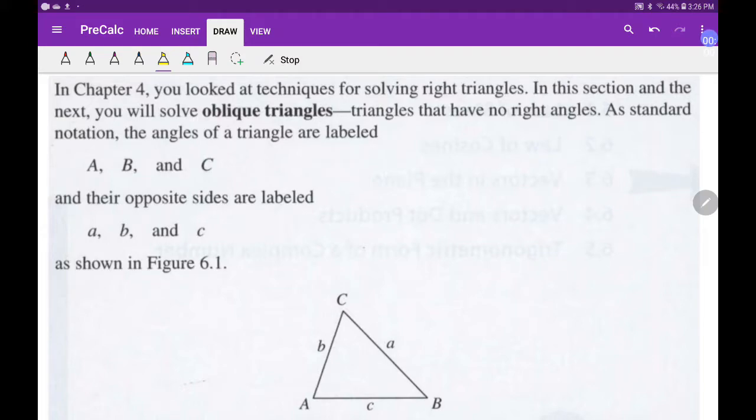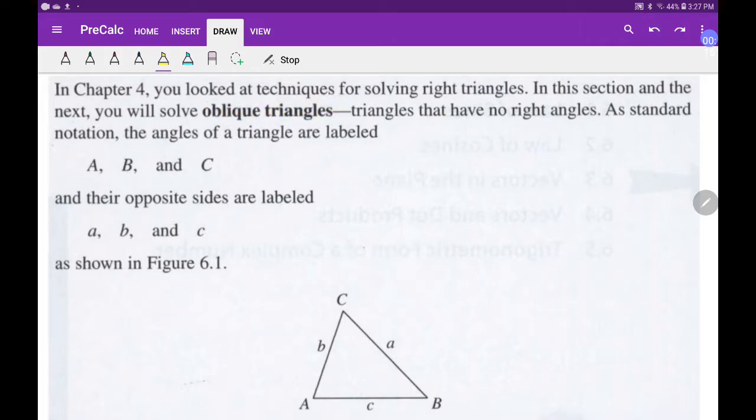Okay, previously when we think about trigonometry, we've been thinking about right triangles, right? Of course, it has to be a right triangle, but what if it's not a right triangle? What if it's an oblique triangle, okay? They have no right angles.